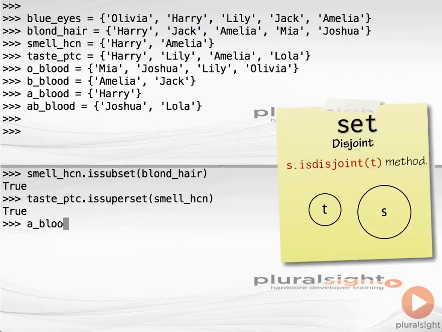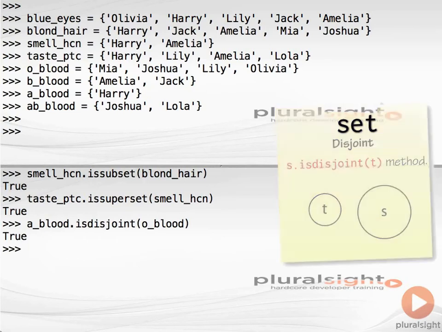To test that two sets have no members in common, use the isdisjoint method. For example, your blood type is either A or O, never both. We encourage you to experiment with these methods and become comfortable using them. They can make for some very elegant solutions.